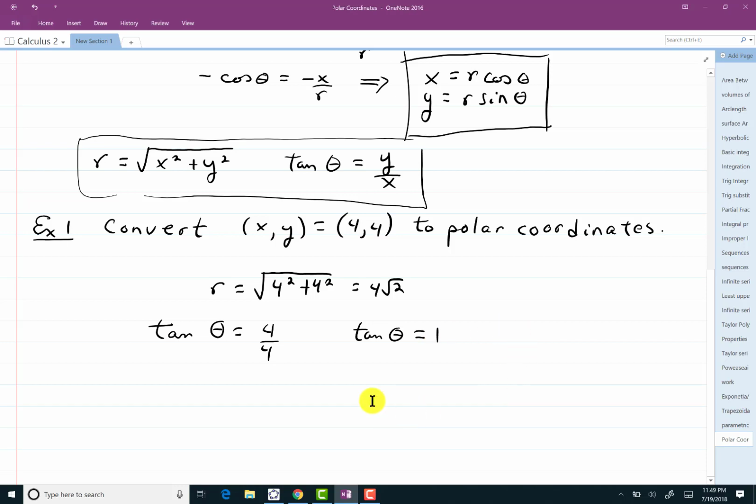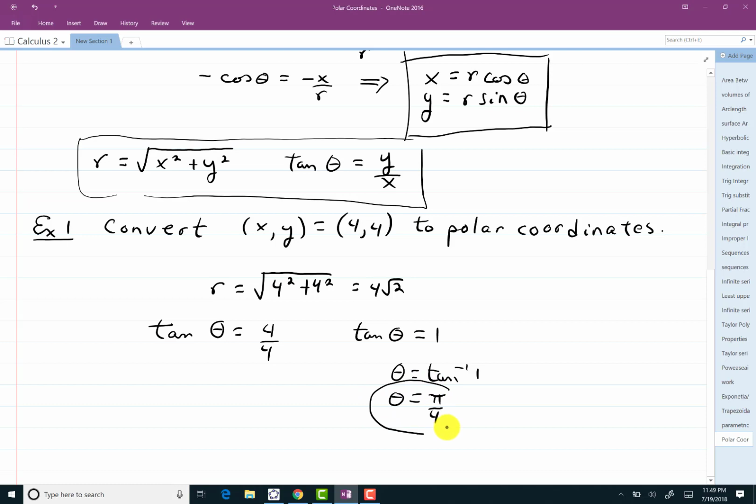So how do you get theta? Well, you probably know that the tangent of pi over 4 is 1. But another thing, you can even use your calculator for this. Theta is simply arctangent of 1, which equals pi over 4.